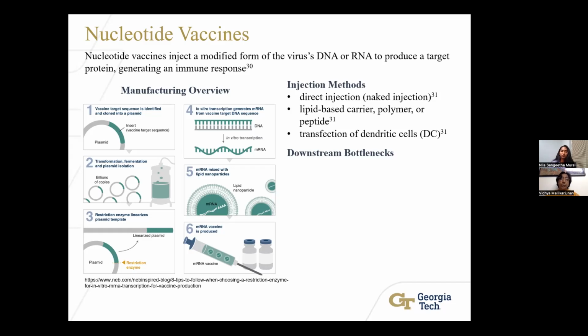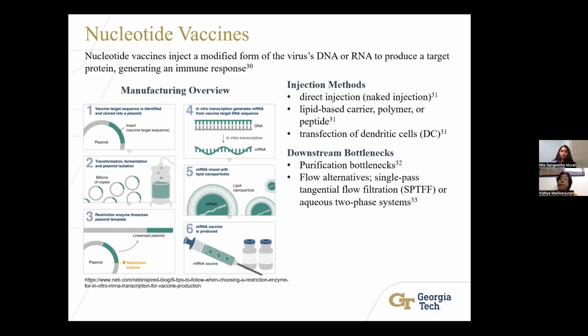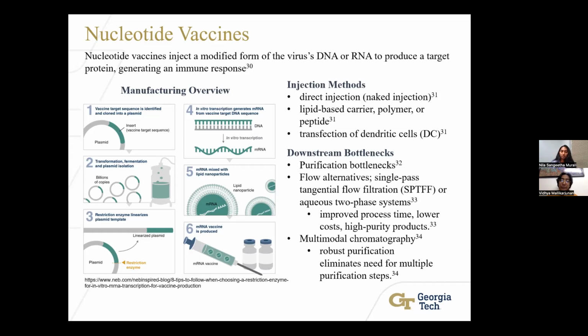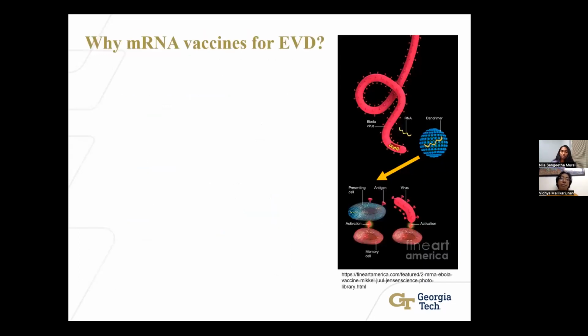So the downstream bottleneck in this process is purification of the mRNA vaccines. This is because it's a multiple batch process. It can be pretty difficult, but there are a lot of alternatives. There are some flow alternatives like SPTFF or aqueous two-phase systems, and they can improve process times and lower costs, but also maintain the high purity. Another alternative is multimodal chromatography. This is still a batch process, but it involves much more intense purification, so you don't need to do the purification step multiple times. And all of these benefits are part of the reason we chose mRNA vaccines to address EVD.